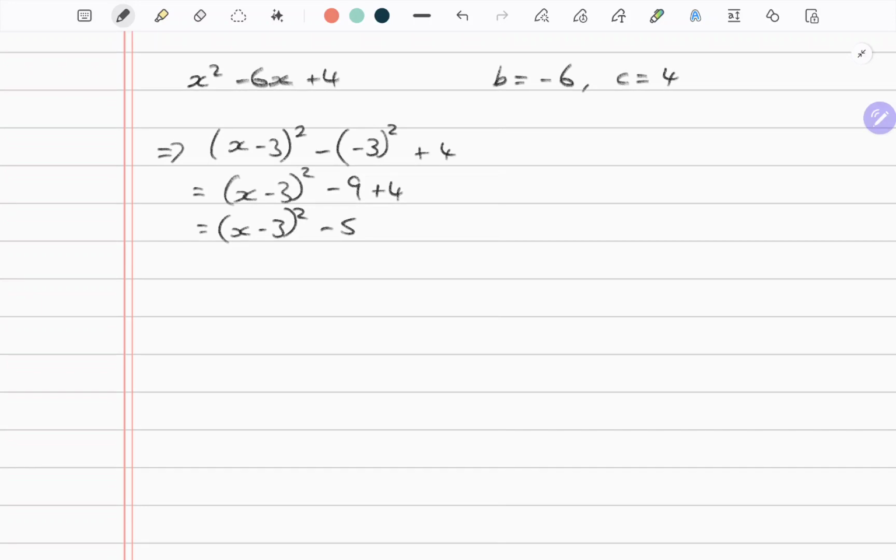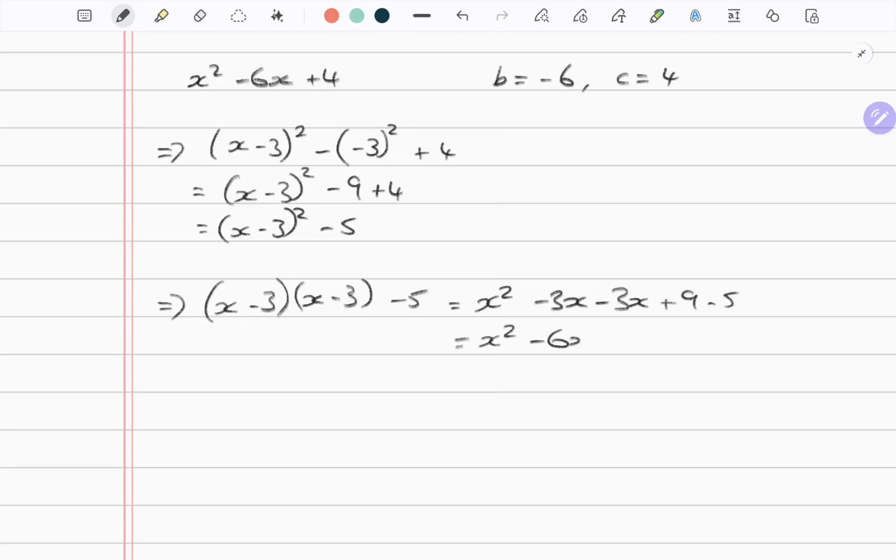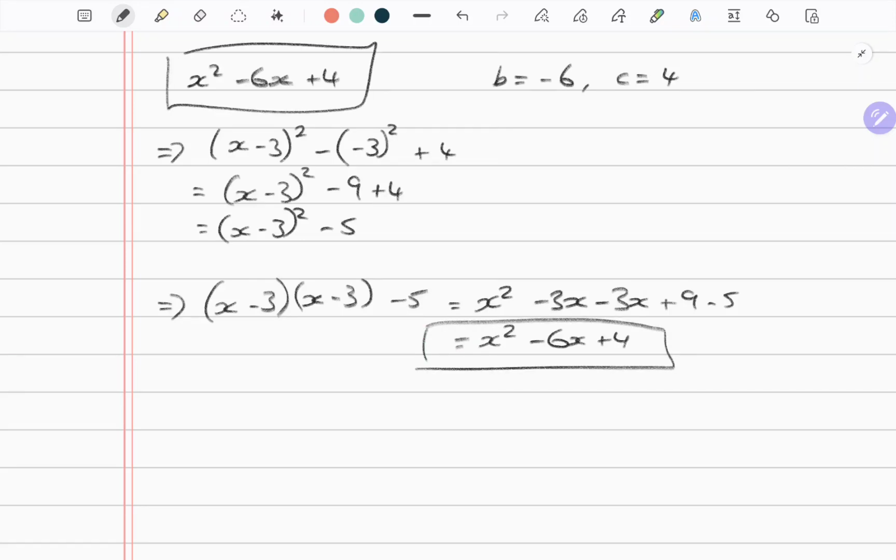Okay, so we can test this out. We can just double check that we're happy with this. So x minus 3 squared minus 5. So let's fold that out. So x squared minus 3x minus 3x plus 9 minus 5, x squared minus 6x plus 4, and that is what we started with. So we're happy that that checks out.